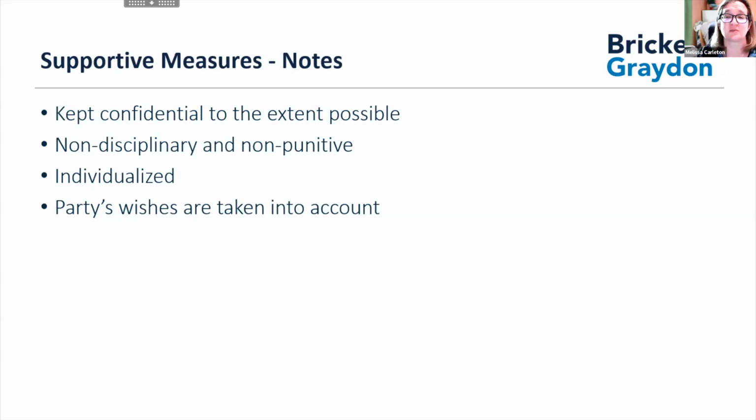Supportive measures are non-disciplinary and non-punitive. So we're not doing it to go after the respondent, because again, we don't know if the respondent's done anything wrong yet at this point in the process. So we're just trying to give people enough space to do what they need to do.